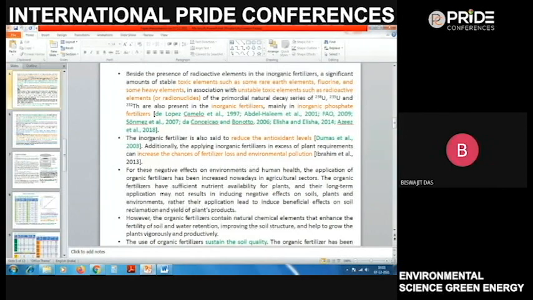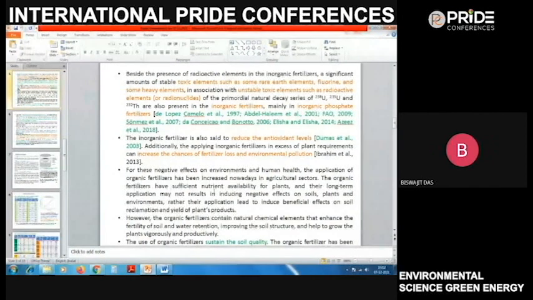It is also observed that inorganic fertilizers are said to reduce antioxidant levels, and applying inorganic fertilizers in excess of plant nutrients can increase the chances of fertilizer loss and environmental pollution. Because of the above mentioned negative effects of inorganic fertilizers on the environment and human health, the application of organic fertilizers has increased nowadays in agricultural sectors.